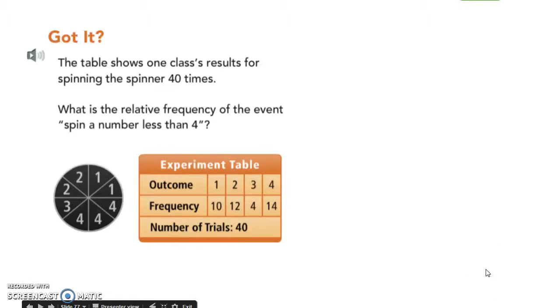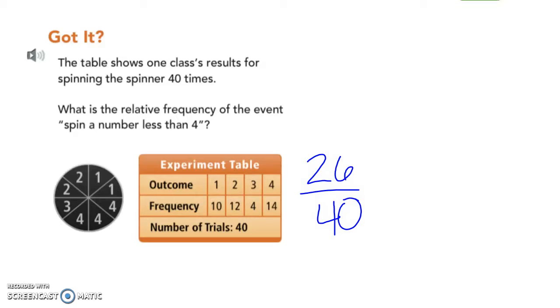So here, what is the relative frequency of spinning a number less than 4? We would add up the frequencies of spinning 1, 2, and 3. So 10, 12, and 4. That would give me what? 26? 26 out of 40. And then depending on how they tell you to write it, they may tell you to write it as a fraction. In that case, we would just simplify and get 13 out of 20.